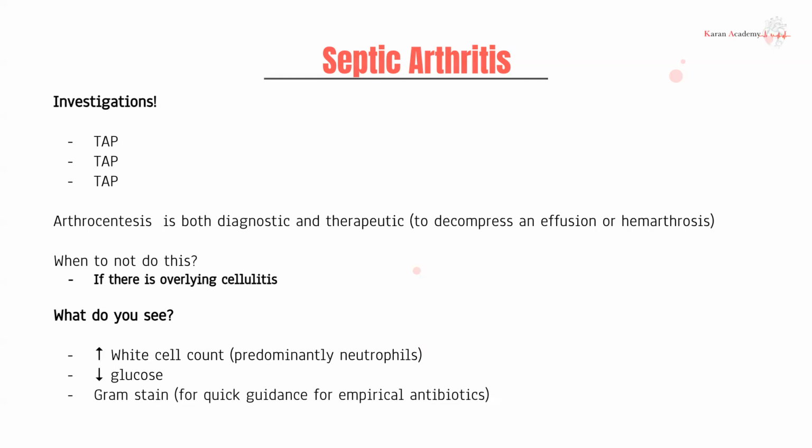The thing you need to know with septic arthritis is that it's really bad and you can often lose joints and bones and limbs. So you want to start them on antibiotic therapy as soon as possible.